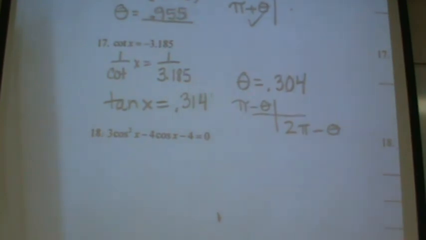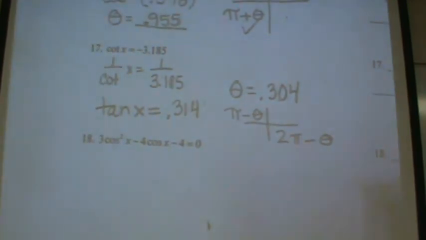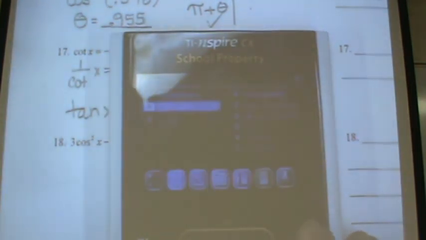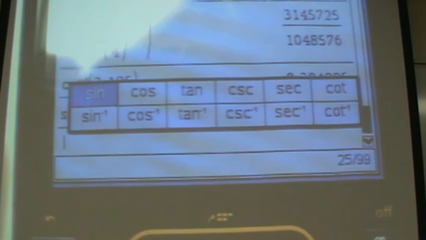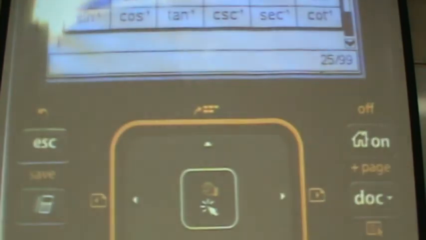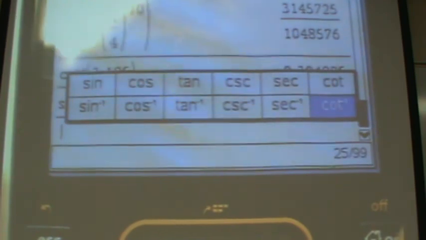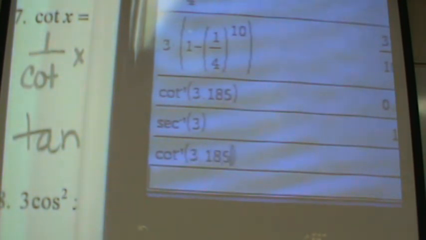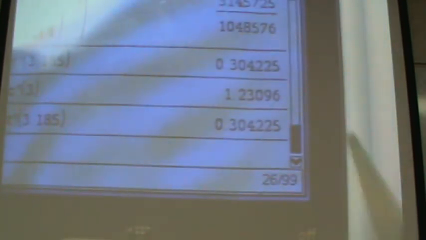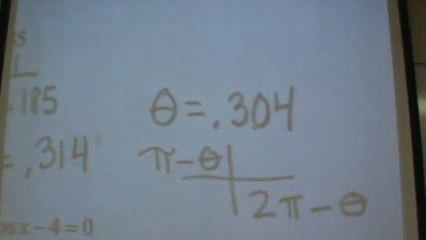Now, is there another way we could do it if you have the Inspire? Well, the Inspire has a cotangent button. If you hit trig, there is a cotangent button here. So if you're lucky enough to have one of these, you have less work. You're going to hit cotangent and you do not have to flip it. Just type that in. Ignore the negative still, 3.185, hit enter, and guess what? You're still going to get that 3.304 answer here. And you still have to put it in quadrant 2 and 4.